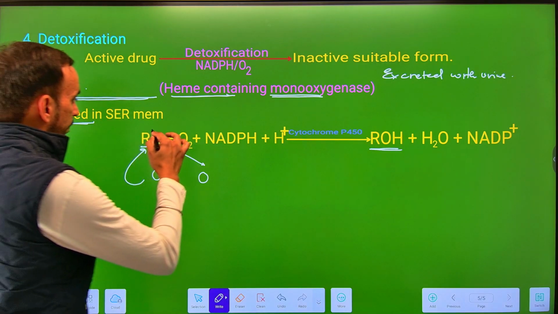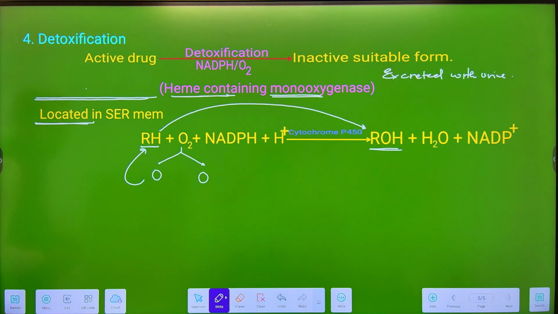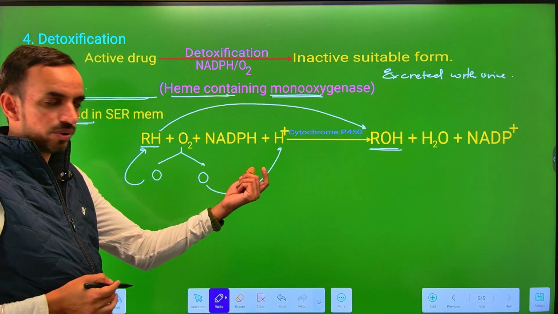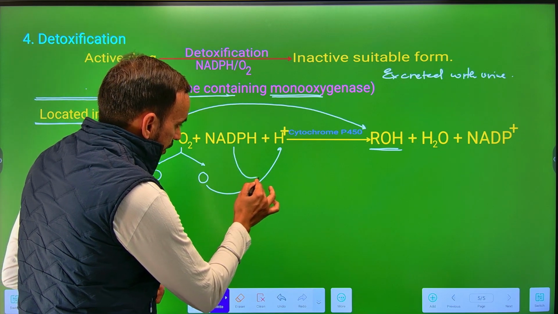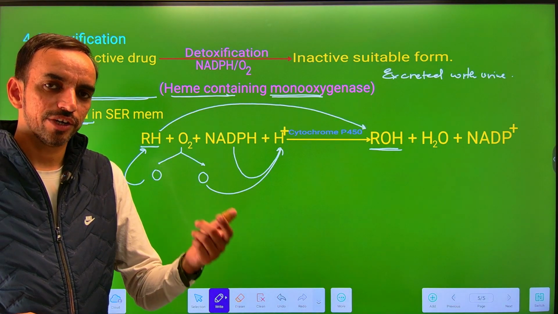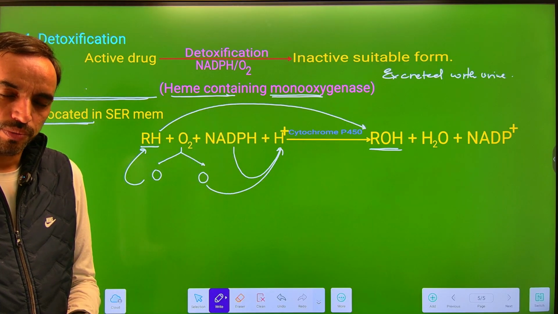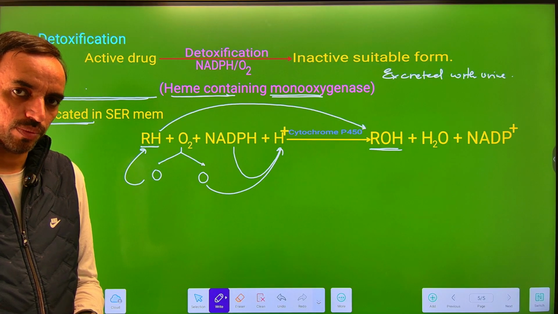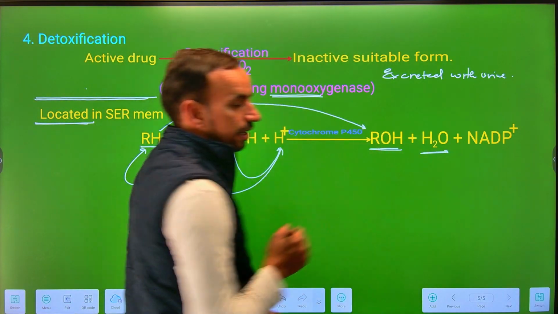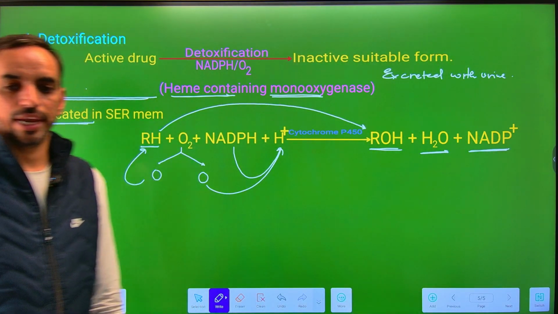So there is a conversion of this active drug into the inactive drug by the addition of one oxygen atom, while the other oxygen atom is attached to hydrogen ion. One H plus ion is donated by the NADPH, while as we know NADPH contains 2 electrons and 1 hydrogen. So one hydrogen from the NADPH, and one from the lumen of the smooth endoplasmic reticulum, will lead to the formation of a water molecule, and there is an oxidation of this NADPH into NADP.